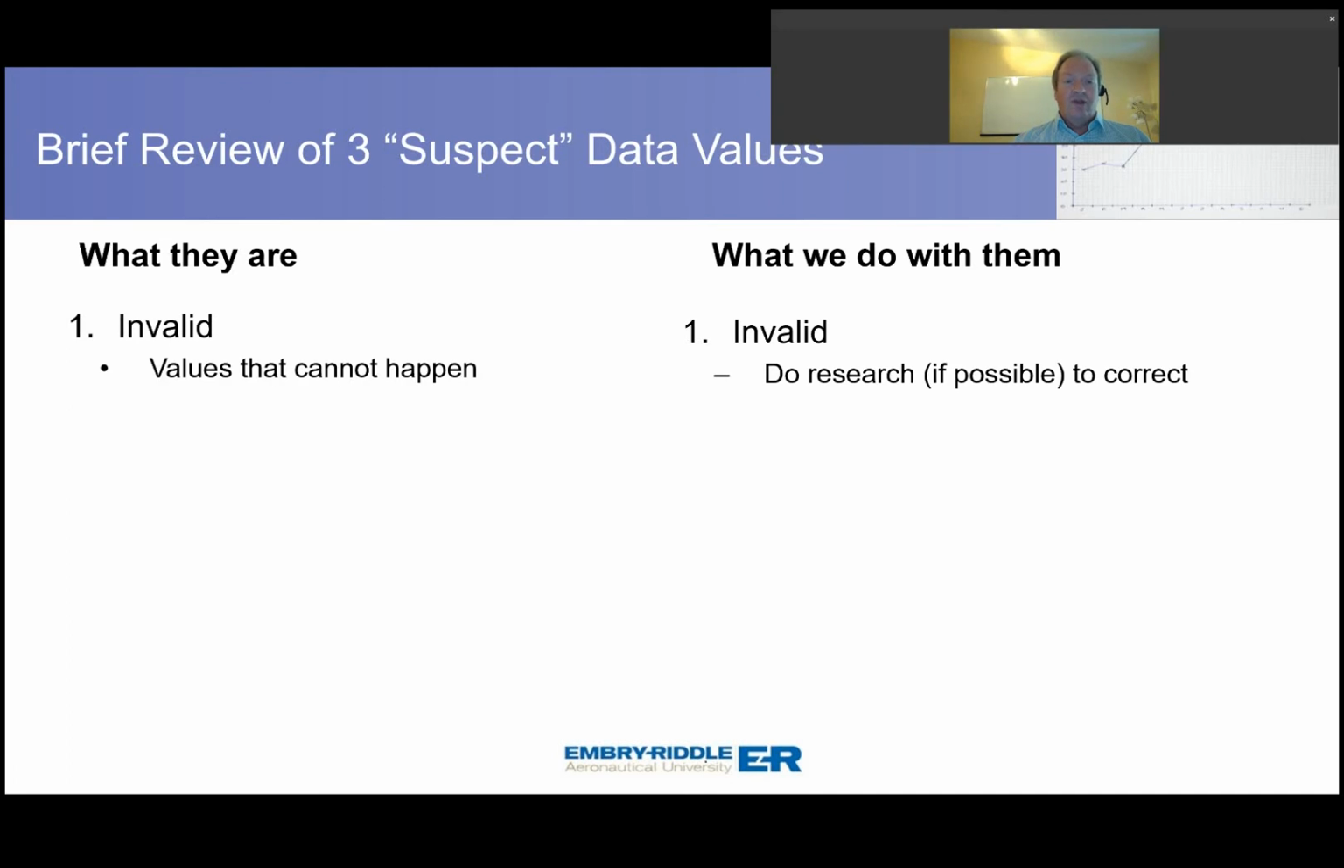And we said that these are data values that cannot happen when we talked about categorical variables. So in the case of a quantitative variable, if you were looking at, say, heights of humans and you came across a person who was listed as 12 feet tall, that's obviously invalid. That can't happen. What do we do with it? If possible, we'd like to go back and correct it. We'd like to figure out what the value should be.